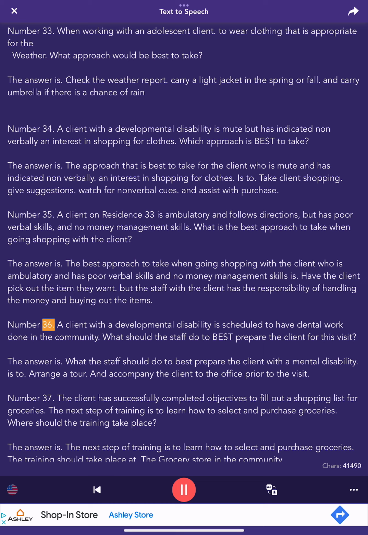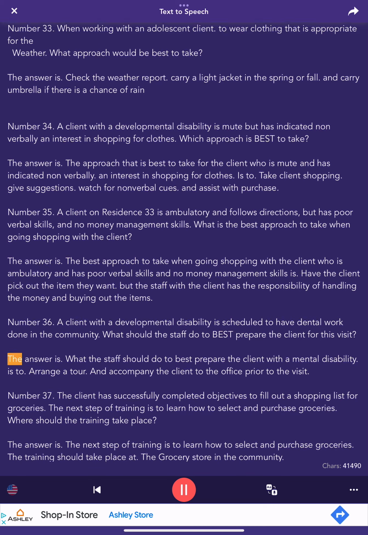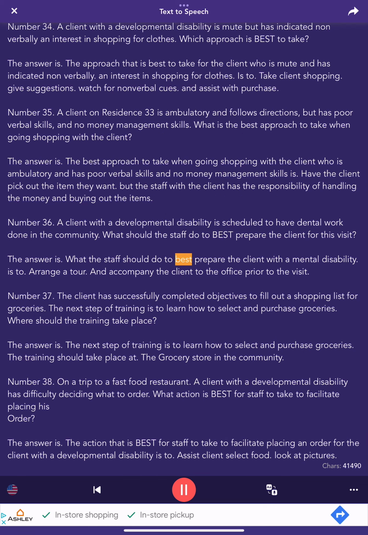Number 36. A client with a developmental disability is scheduled to have dental work done in the community. What should the staff do to best prepare the client for this visit? The answer is, what the staff should do to best prepare the client with a developmental disability is to arrange a tour and accompany the client to the office prior to the visit.